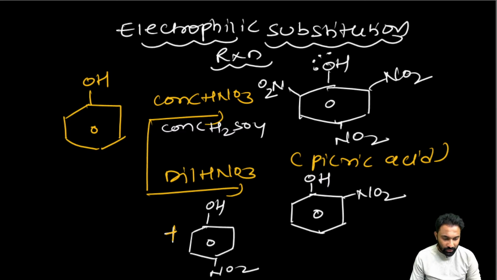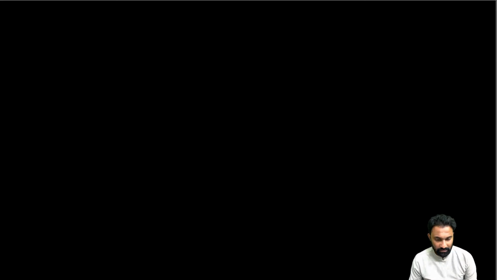Now the ortho nitrophenols are separated by steam distillation, while the para is less volatile. Here the ortho has intramolecular hydrogen bonding. Right.